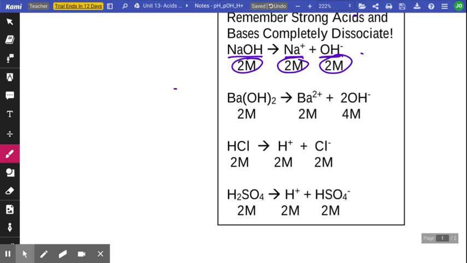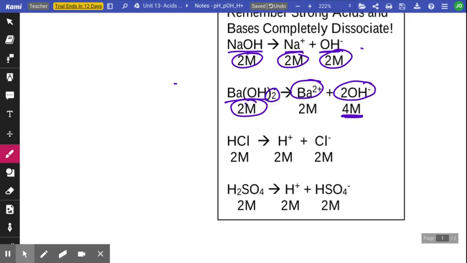On the other hand, if I've got this barium hydroxide here, which has a concentration of 2M, it's going to separate into 1 barium and 2 hydroxide. What that's going to tell you is that you're going to have to remember to multiply that concentration by 2. So that's something to keep in mind when you're doing this, if you've got more than one of our hydroxide or even our hydrogen, if we're talking about an acid. You're going to have to keep that in mind when you're looking at these.